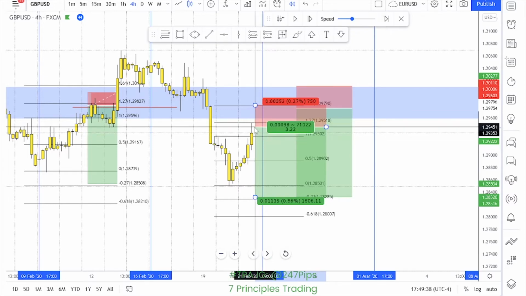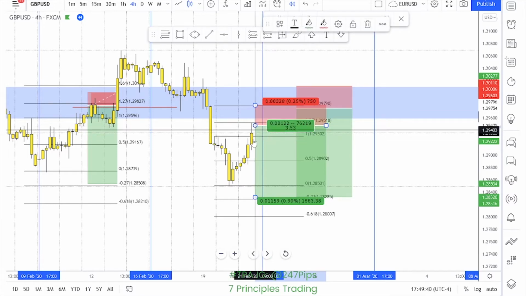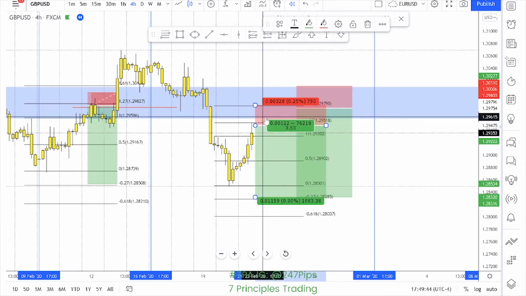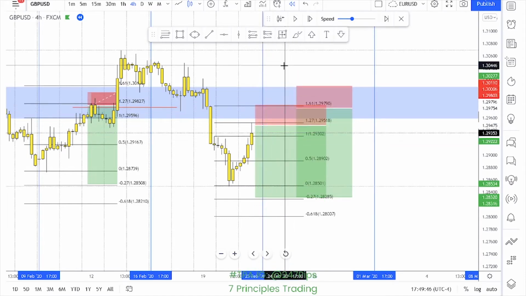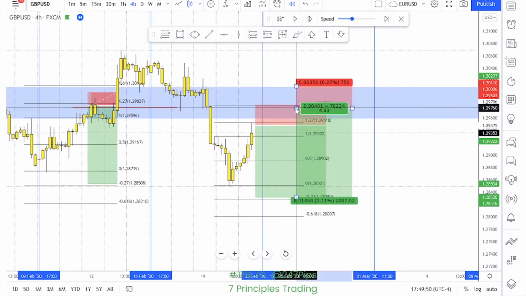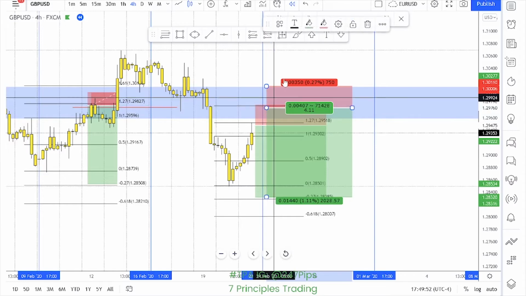So we have another option to set a pending order right at that area. As long as the next candle doesn't close below this one, this 127 will be completely valid to still take. Okay, so that is what we're gonna do. We're gonna have both setups still there. Let me move this over.